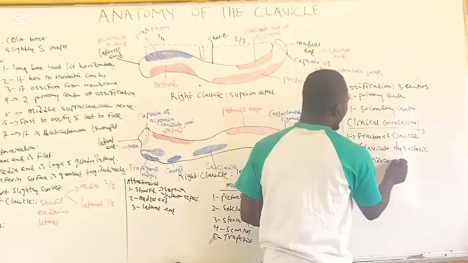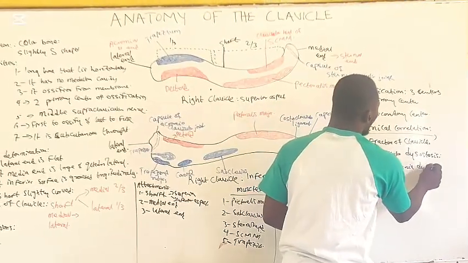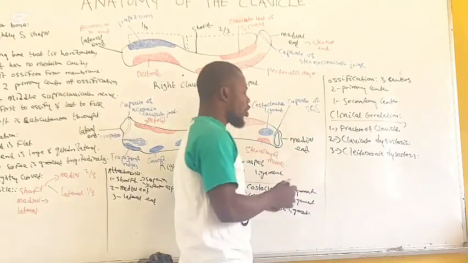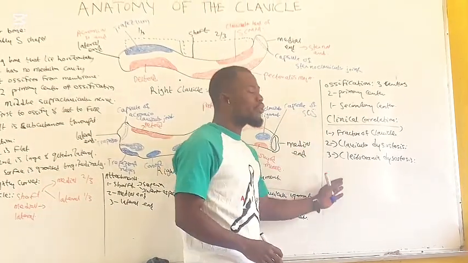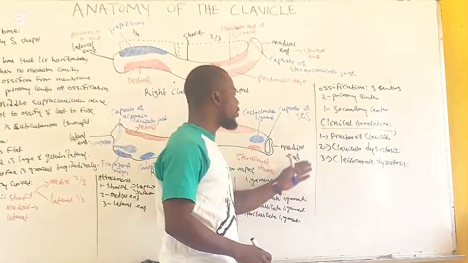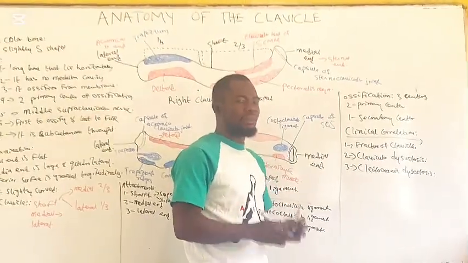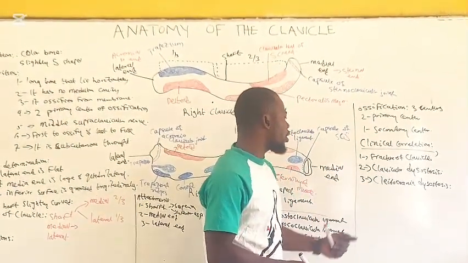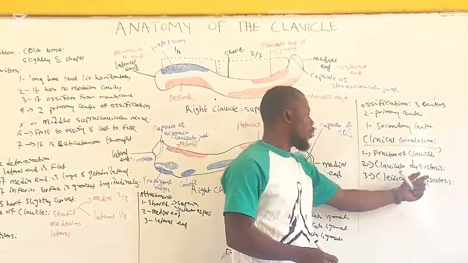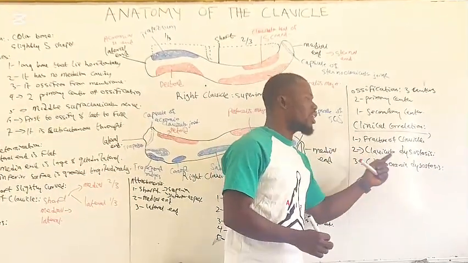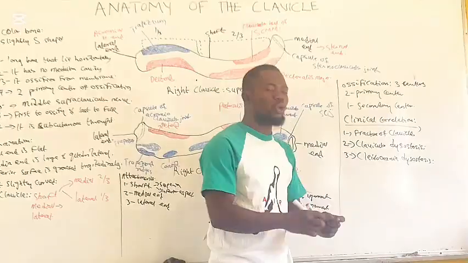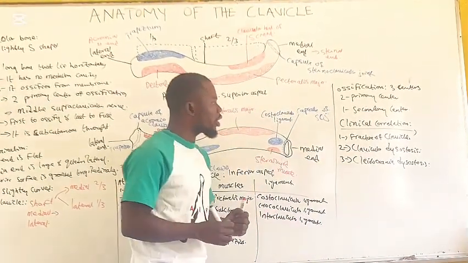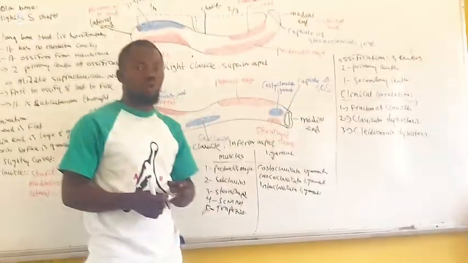The next one is cleidocranial dysostosis. This is a congenital disorder in which the clavicle is incompletely developed or completely absent. The incomplete development of the clavicle or its complete absence is called cleidocranial dysostosis, whereas if the medial and the lateral aspects of the shaft refuse to fuse together, it is called clavicular dysostosis. These are the common clinical correlations of the clavicle.